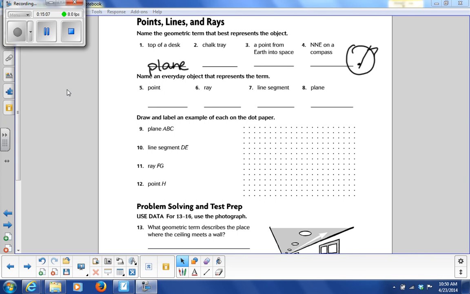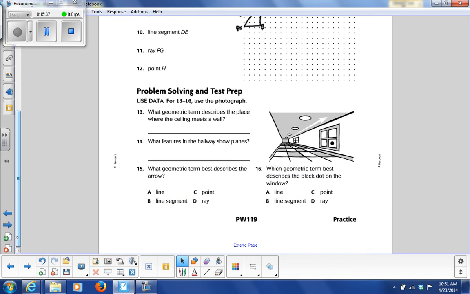Name an everyday object that represents the items. I'll let you try doing that. Draw and label an example of each on the paper. Plane, I will do that for you. Okay, so a plane would be like A, B, C. So that would be plane. That'd be number 9. Line segment, you can do. Ray, I'm sure you can do. Point, you can do.